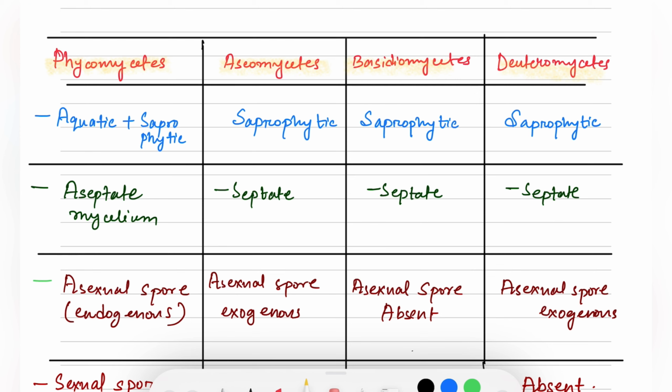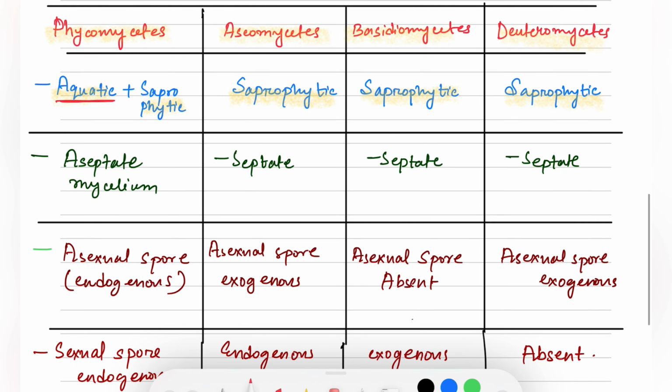First of all, Phycomycetes. The Phycomycetes are aquatic and saprophytic. Ascomycetes are also saprophytic. Basidiomycetes also saprophytic. Deuteromycetes are also saprophytic. Now important is that Phycomycetes are the only ones that are aquatic, whereas the rest, Ascomycetes, Basidiomycetes and Deuteromycetes, are saprophytic. Now about the mycelium: Phycomycetes have an aseptate mycelium, and all the rest have septate mycelium: Ascomycetes have septate, Basidiomycetes also have septate mycelium, and Deuteromycetes also have septate mycelium. So an aseptate mycelium is found only in Phycomycetes.